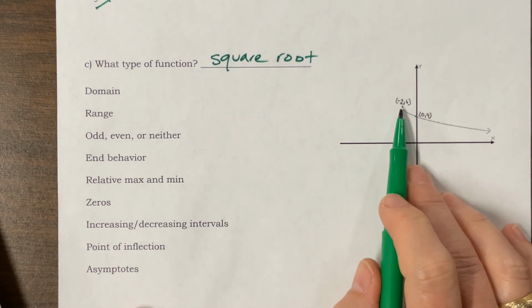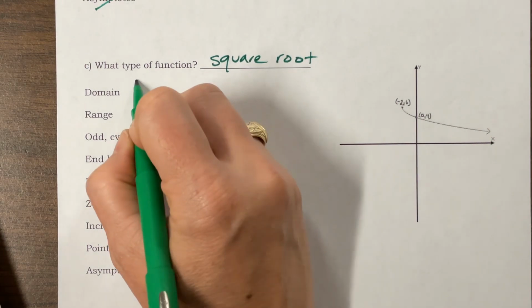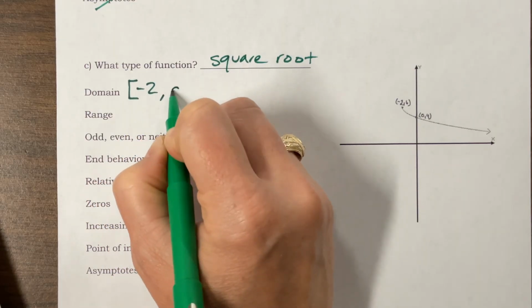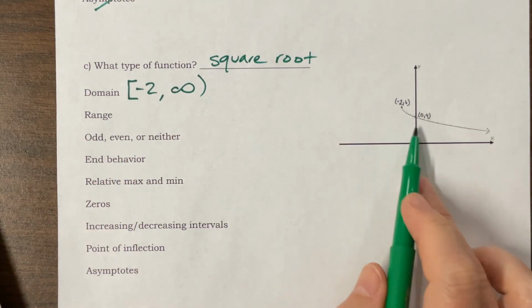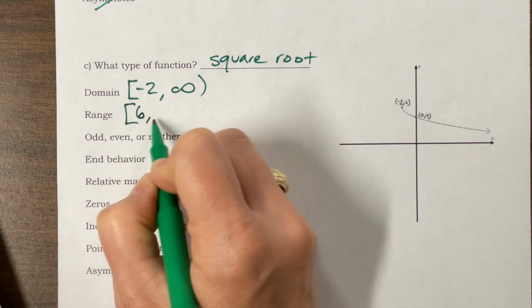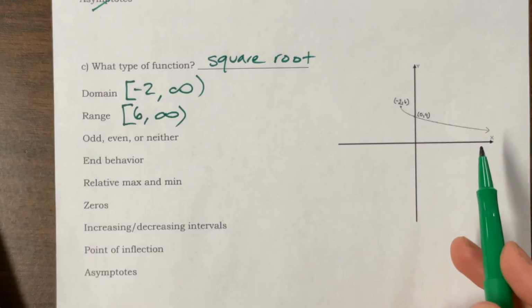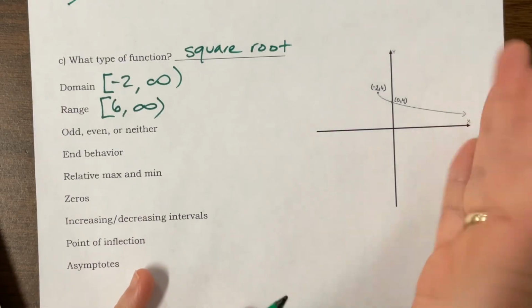Its domain: it looks like we have an x value of negative 2, and then we're going in the positive direction, so we're including negative 2, and we're going to infinity. Our y values are going down, but our biggest one was 6, so we're going to include 6 and go to negative infinity. Okay, do I have symmetry over the y-axis?